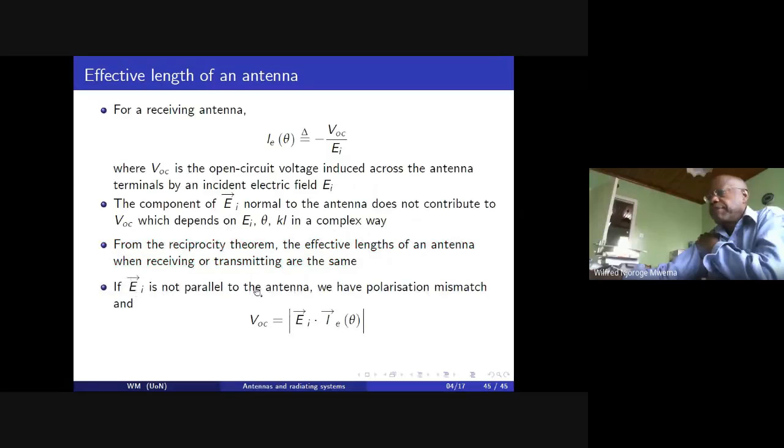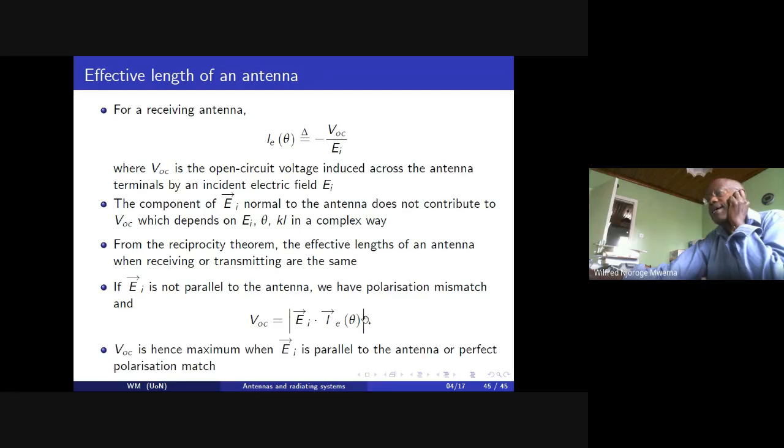And if EI is not parallel to the antenna, that is, if EI itself is not polarized parallel to the antenna, then we have a polarization mismatch, and therefore VOC will be given by EI dot the length vector. And VOC will hence be maximum only when EI is parallel to the antenna, and we usually say that the antenna and the radiation are now perfectly matched. So we call it a perfect polarization match.